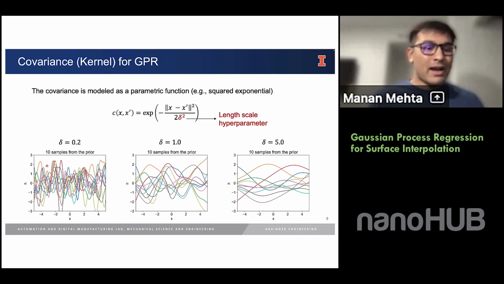So we introduced the prior distribution earlier, and imagine that you are sampling some functions from the prior distribution. When you have a very small length scale, the functions look very rough, and they start to smoothen out as you increase the value for delta. So this plot makes it clear why delta is called the length scale hyperparameter, because it controls the distance at which the covariance drops off for any two adjacent points.